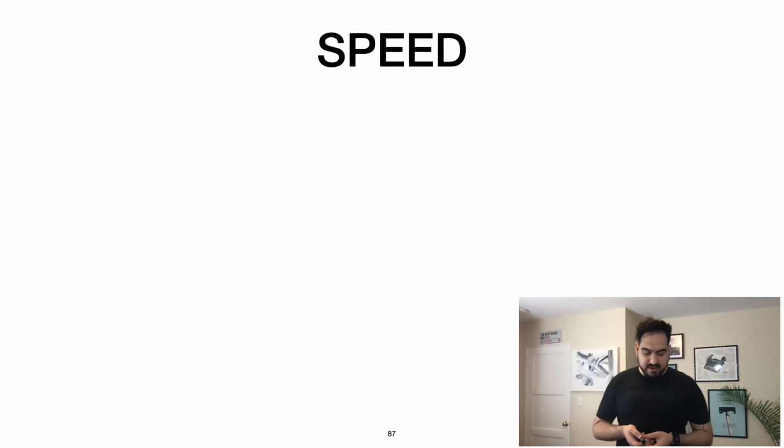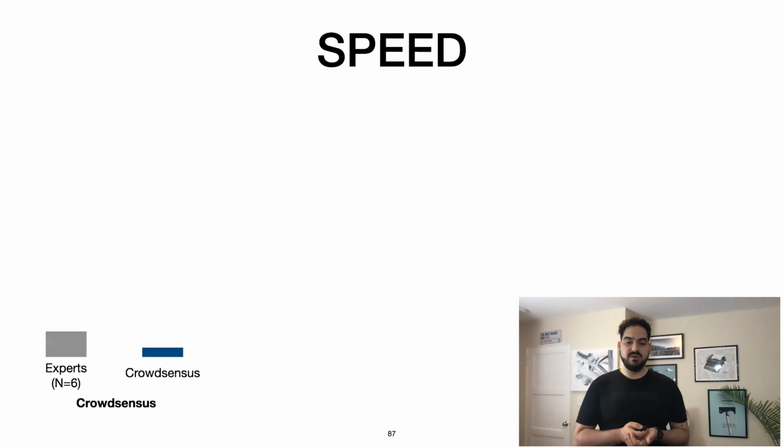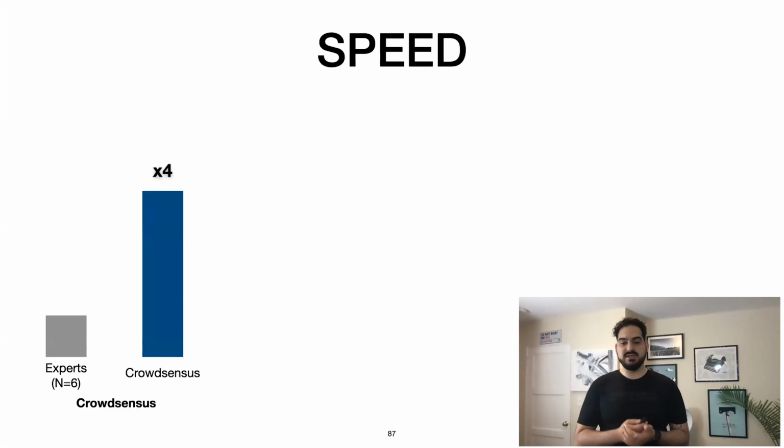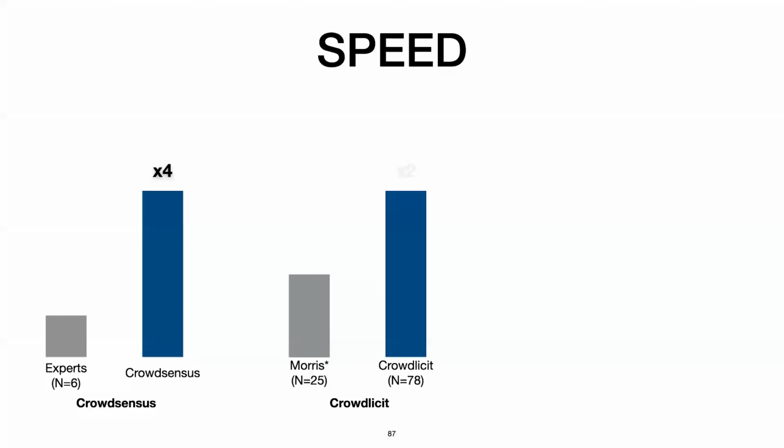Another advantage for my work is speed. In the CROWDSENSUS chapter, I showed that using the CROWDSENSUS system to analyze data from an elicitation study was 4 times faster. In the CROWDLICIT system, I tripled the number of participants and cut the time in half.